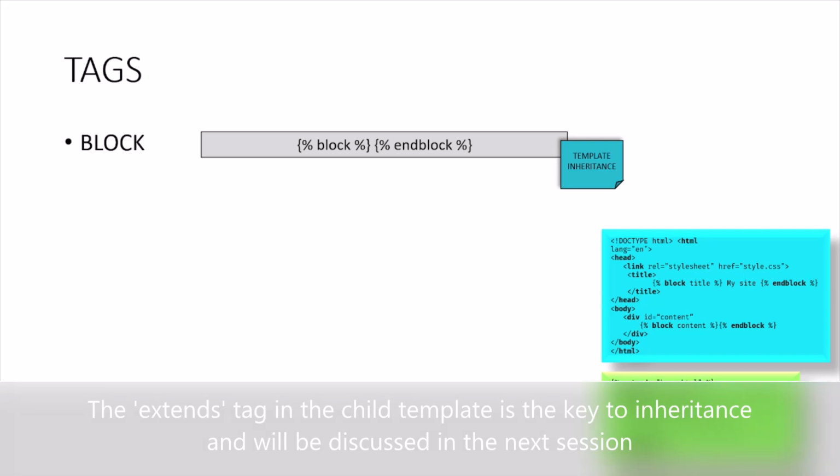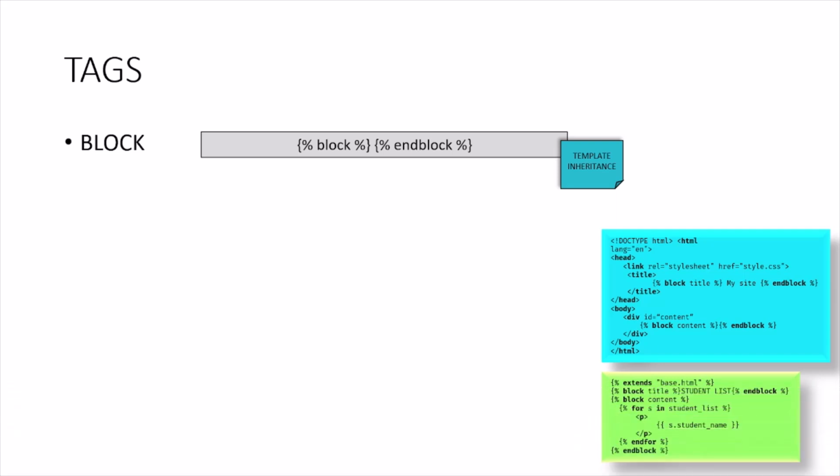What if the child template has just one block tag, for example, the block content tag? Then what will happen is Django will retain the parent's block title and then of course replace the parent's block content with the child's block content.